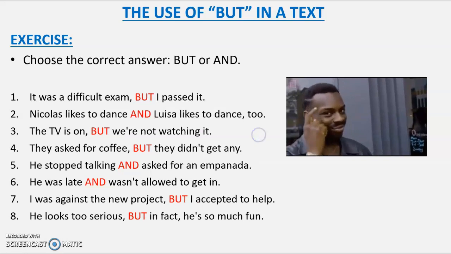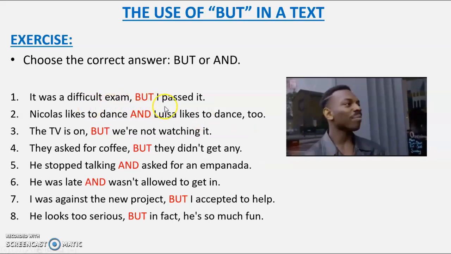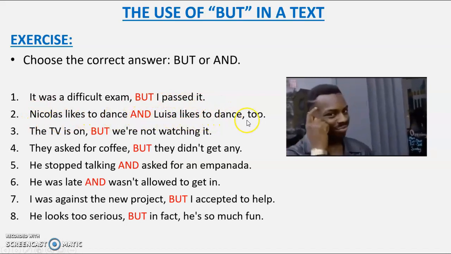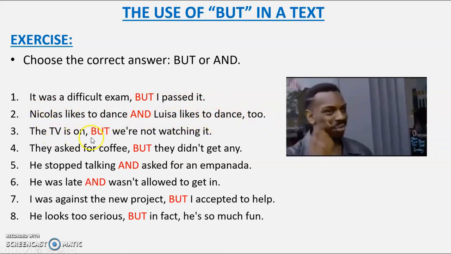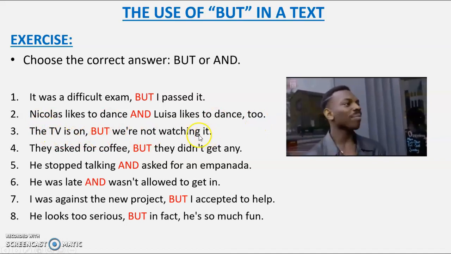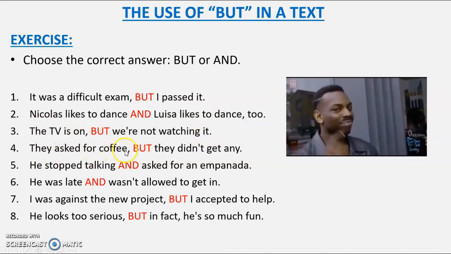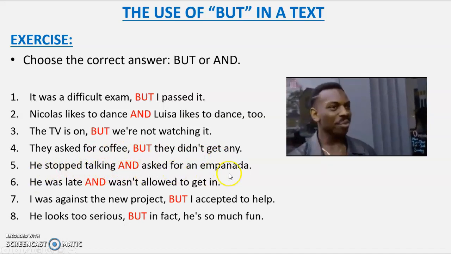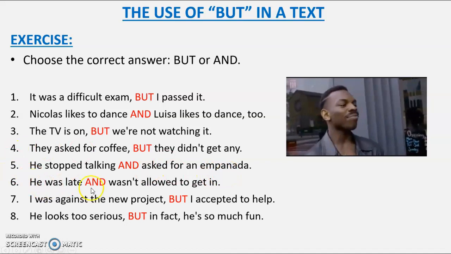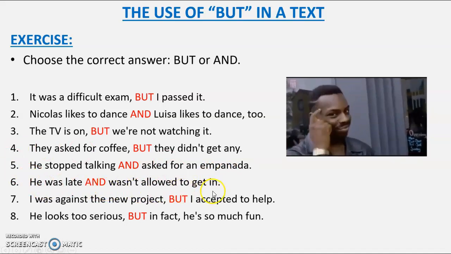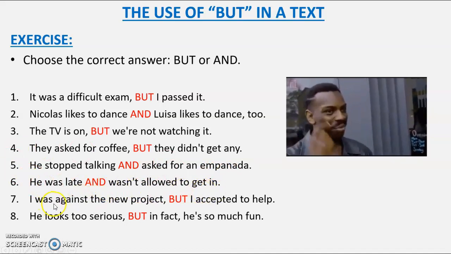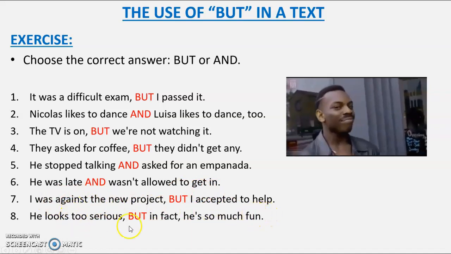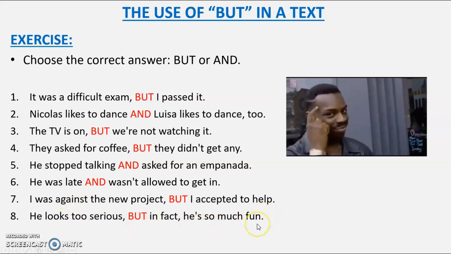Let's check it. It was a difficult exam, but I passed it. Nicholas likes to dance, and Lisa likes to dance too. The TV is on, but we're not watching it. They asked for coffee, but they didn't get any. He stopped talking and asked for an empanada. He was late and wasn't allowed to get it. Number 7, I was against the new project, but I accept to help. And number 8, he looks too serious, but in fact, he's so much fun.